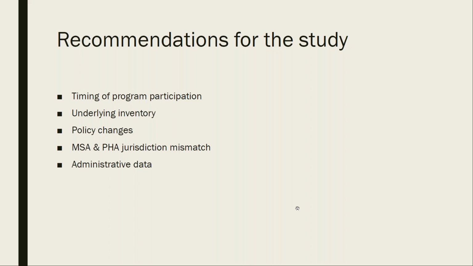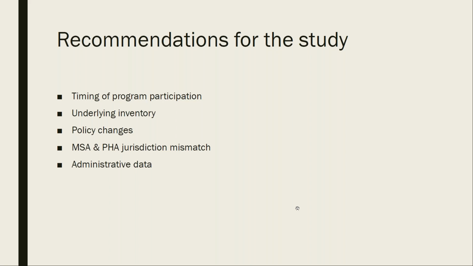Now recommendations for the study. One thing I was really curious about is the timing of participation. Like, what comes first, SSI or the housing assistance? And the CPS data are not the data to tease out this kind of nuance. So I would push you to maybe think about using administrative data sources. The HUD 50058 data would be a really great start to looking at this.